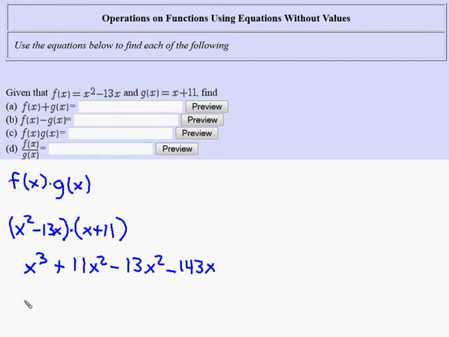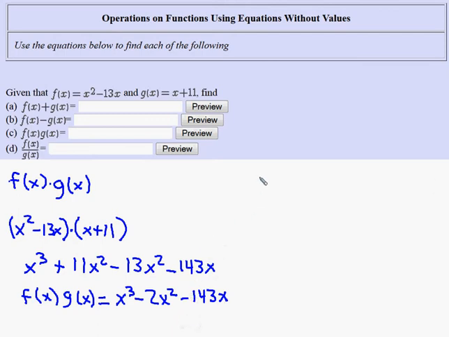Again, by now you know I'm going to say that your final answer should state what you're actually finding. What we found is that f of x times g of x is equal to x cubed. You have 11x squared minus 13x squared. That simplifies down to be minus 2x squared. And then finally you have a minus 143x. And that would be my final answer for that part.